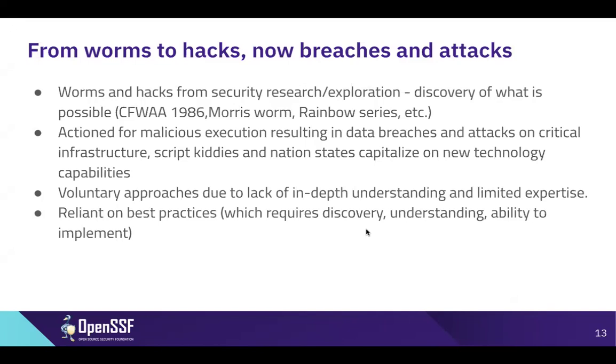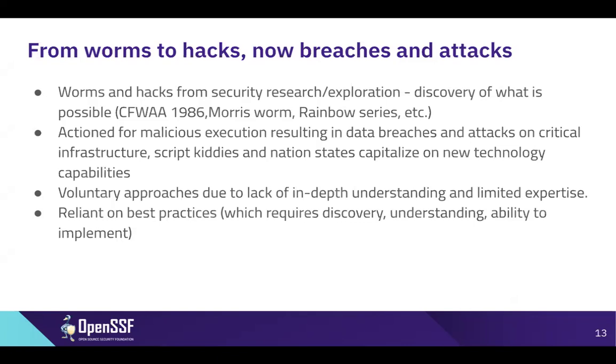And then in the late 80s and 90s, the Rainbow series was published, and it provided very early technical standards for securing systems. It's not a law, and it's not a regulation, but it was a step in establishing best practices. But of course, it was still voluntary, if you could find it or make even sense of it.